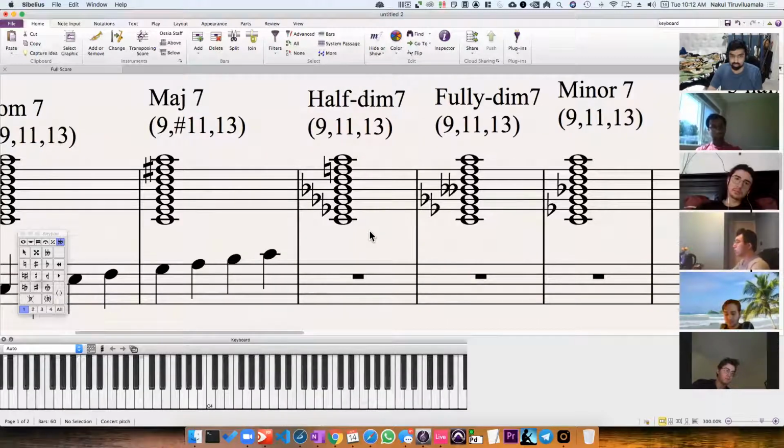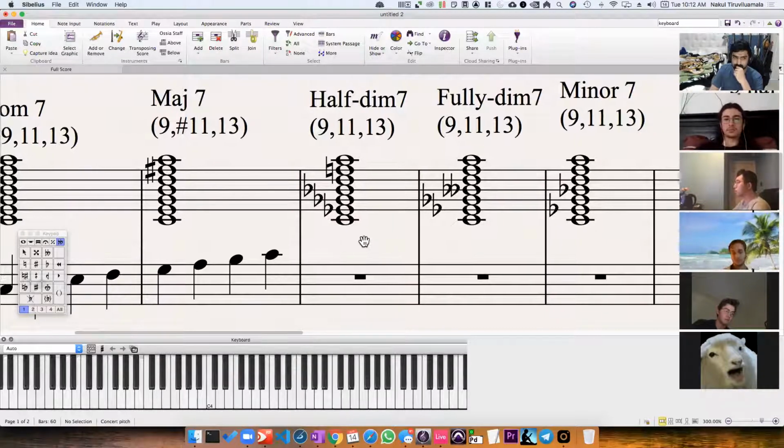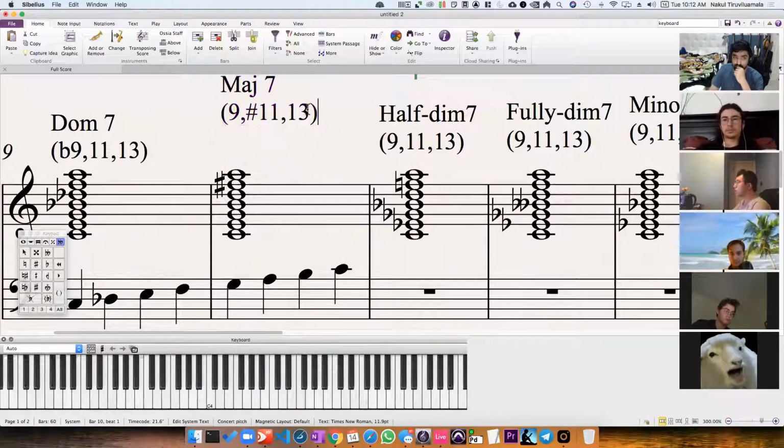Great. I have a question. Sure, yeah. So if it's a 9 sharp 11 and a 13, would that make it a major 13th chord? Yeah, so another way, that's a great question. So, okay, would you ever call this a C major 13 chord?